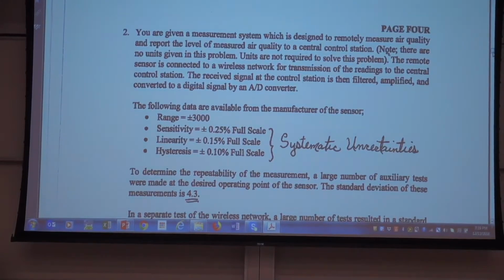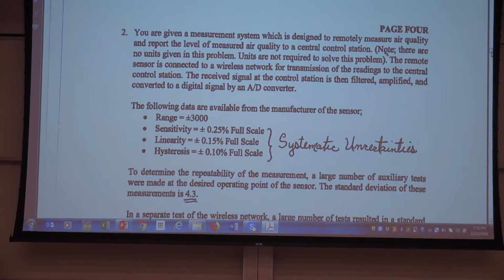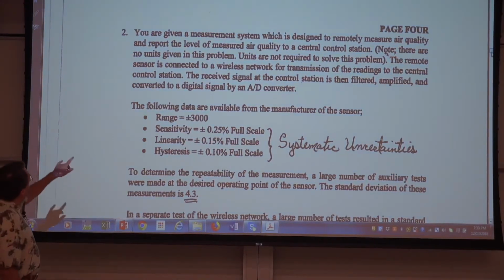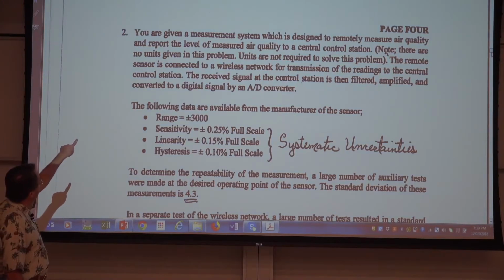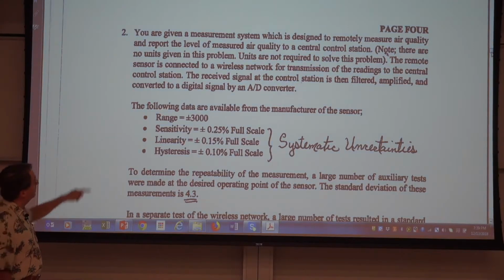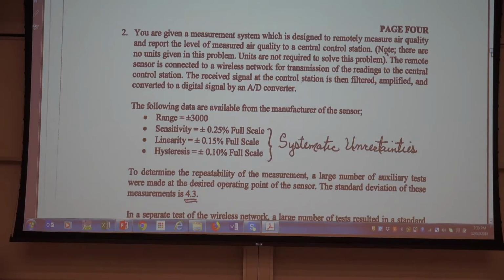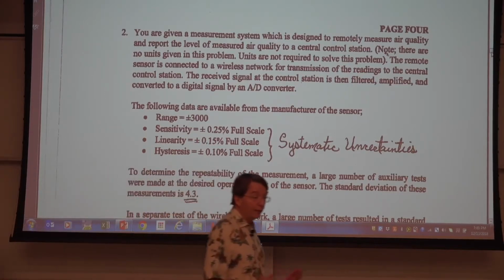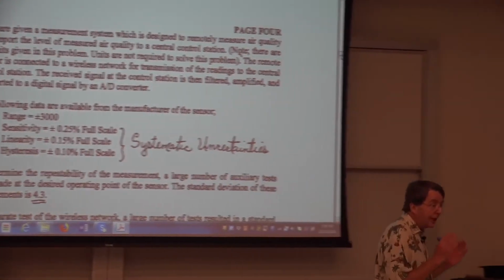And what happens is the sensor has some data. And I'm now on to the fourth line of the very top of the problem statement. It says the remote sensor is connected to a wireless network, and the received signal at the control station is then filtered, amplified, and converted to a digital signal by an AD converter. So what I'd like to do is to just draw that. If I can draw it, I think I can help solve it.